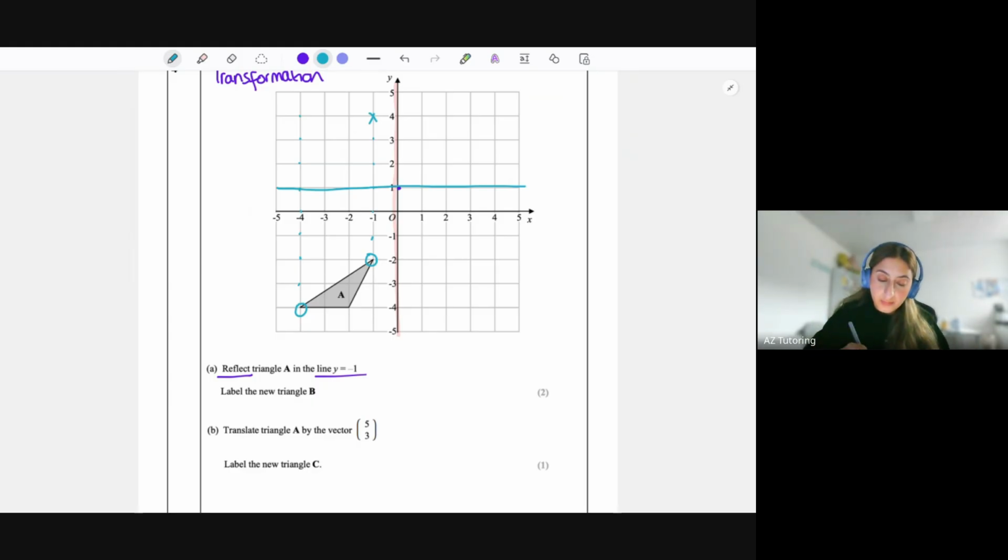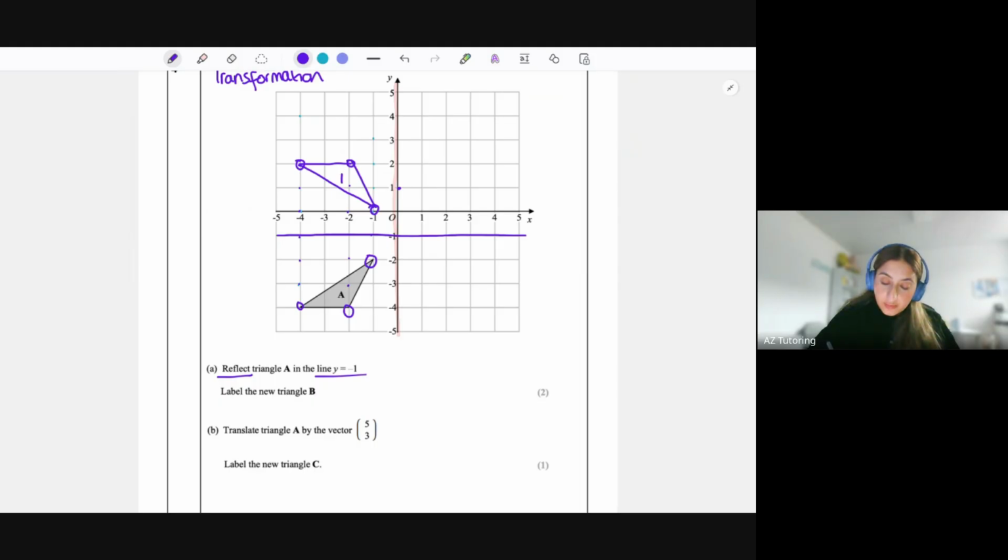Oh, sorry, I drew the mirror line a bit wrong. Ignore that. It's at -1. So the mirror line would be here, not 1. So again, same thing, just draw the points at equal distance from the mirror line. That's 1 point away from the mirror line, so that's going to be here. This one is 3 points away, so it's going to be 3 points here. This one is also 3 points away. So I've got my points. I'm just going to connect the dots now.